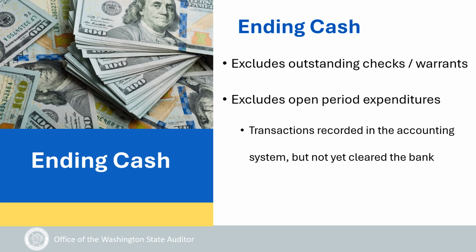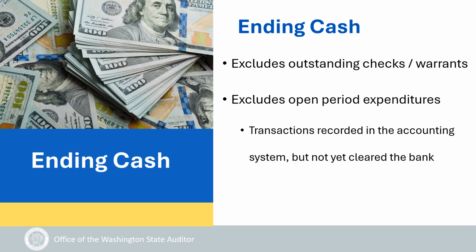There are some items that are excluded, which should naturally happen as part of the reconciliation process. One of the items excluded are outstanding checks and warrants. Opposite of deposits in transit, these are expenditures that have been recognized in the government's accounting system. The similarity between the two, though, is that these expenditures haven't cleared the government's bank account. With that, the bank accounts still appear to have these resources available. However, they've already been utilized. This is why these balances are excluded from the government's ending cash balances.